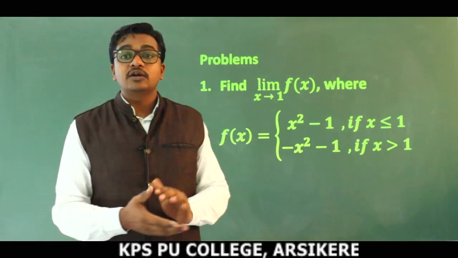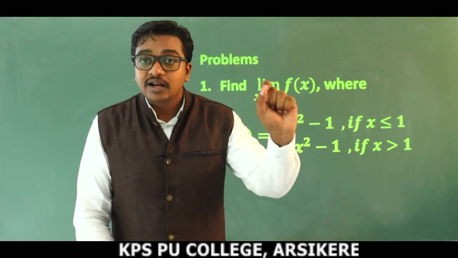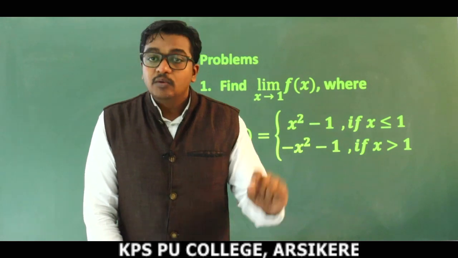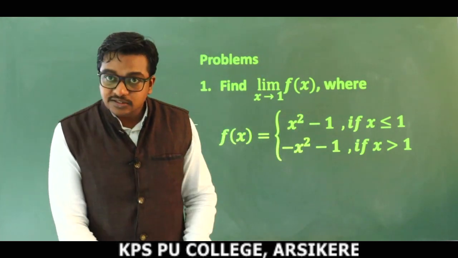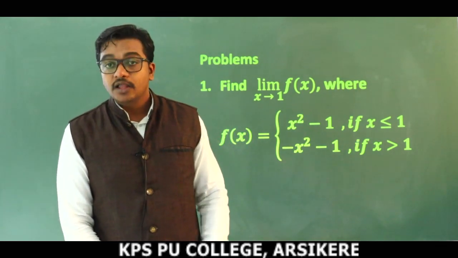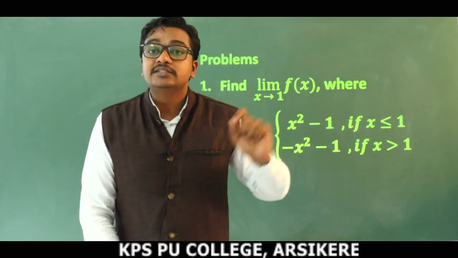So whenever you get this kind of problem, we have to evaluate both the left hand limit as well as the right hand limit. Whenever the limit exists, both the left hand limit as well as the right hand limit exist. Their existence means here they must be finite quantities. If they are finite and equal, then the limit exists.